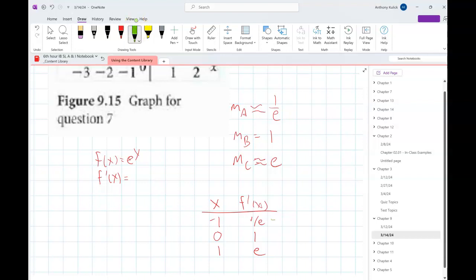Let me give you a hint. What if I write 1 over e as e to the -1? What if I write 1 as e to the 0? What if I write e as e to the first? Yeah. The derivative of e to the x is just e to the x. That's what they were hoping for you to see there.